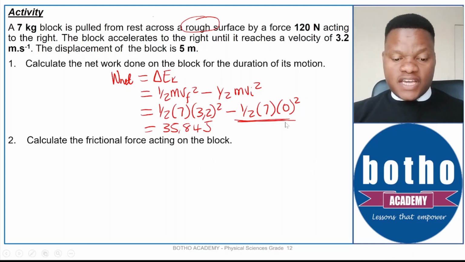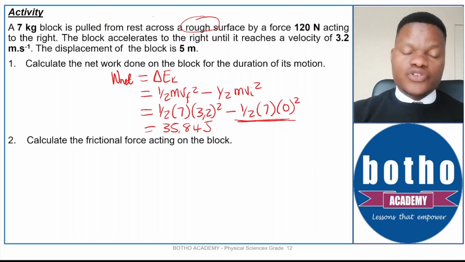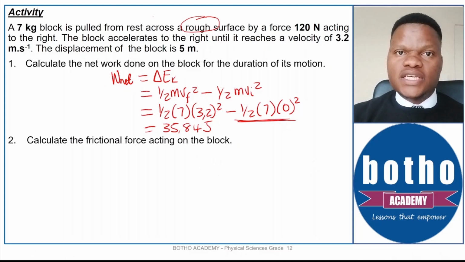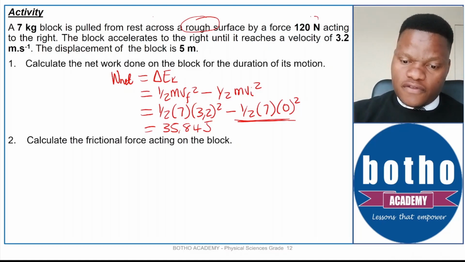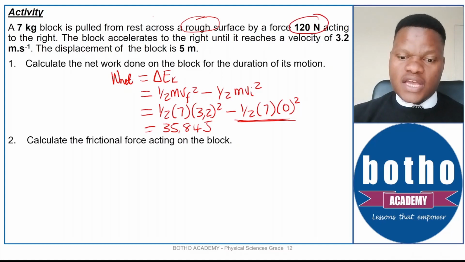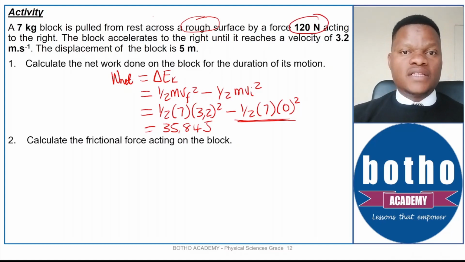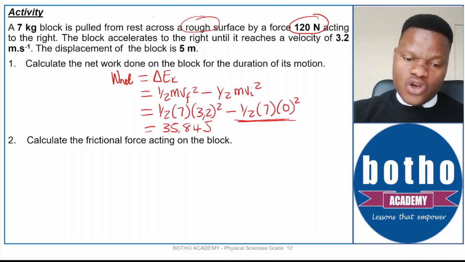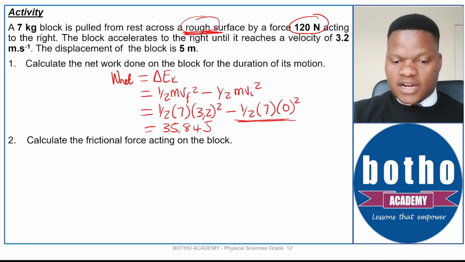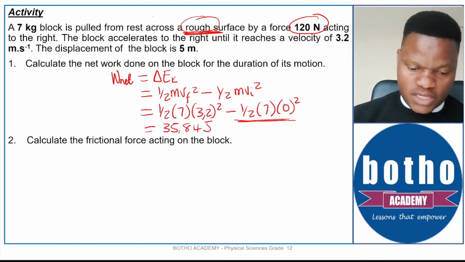Now, in this case, we already know what W net is equal to. Remember, W net is the net work done by all the forces acting on the object. One of the forces acting on the object is the applied force, which is 120 newtons, acting to the right. And since the object is also moving to the right, it means our frictional force, which is brought about by the rough surface here, will be moving to the left. So we have those two forces acting on the object in opposite directions.